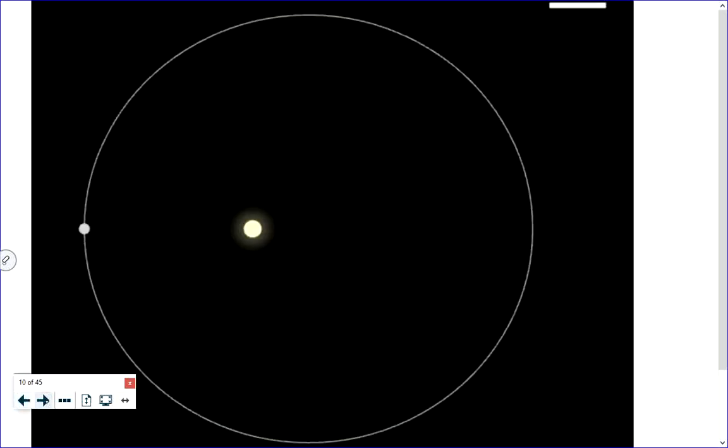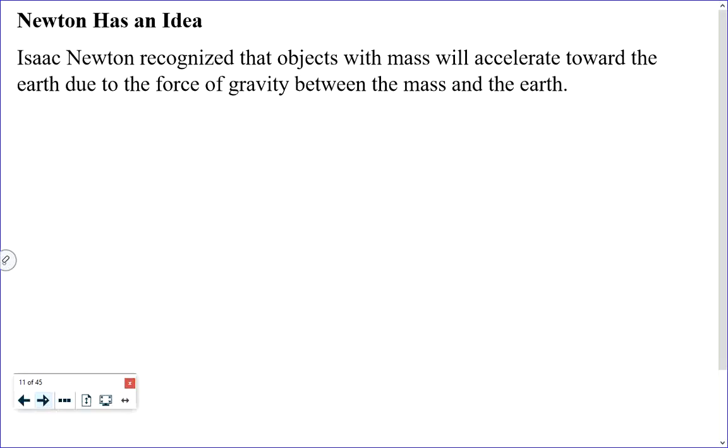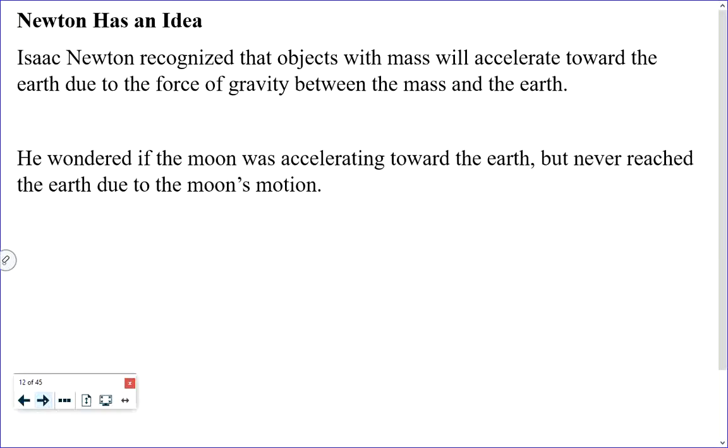Okay. So let's take a look at a question. Isaac Newton recognized that objects with mass will accelerate towards the Earth due to the force of gravity between the mass and the Earth. So he visualized the moon, and he said the reason why the moon is traveling around the Earth is it's falling towards the Earth. The moon is in free fall. There's no other force acting on it other than the force of gravity. So it must be in free fall. Why doesn't it strike the Earth? Well, we're going to learn about that right now.